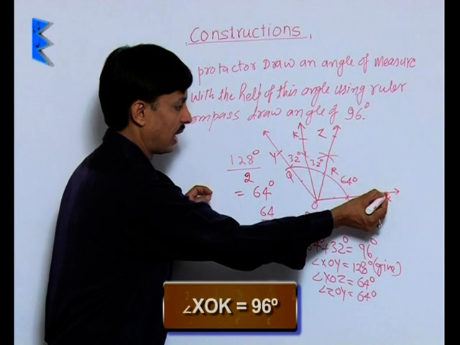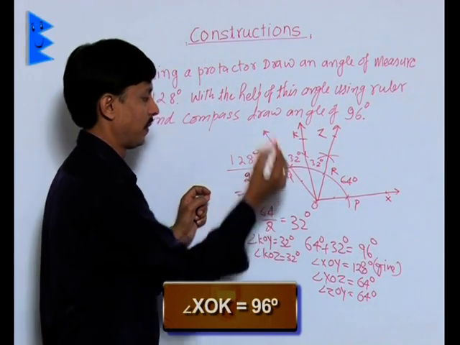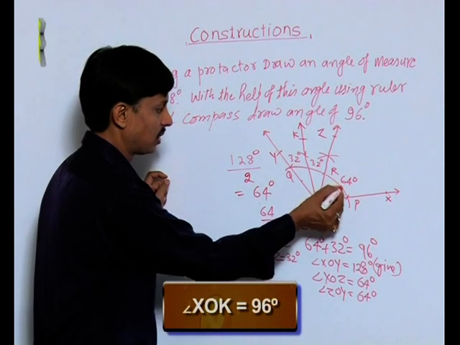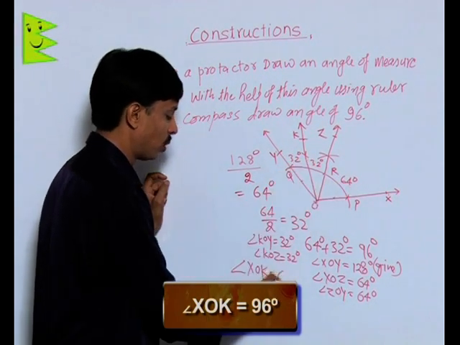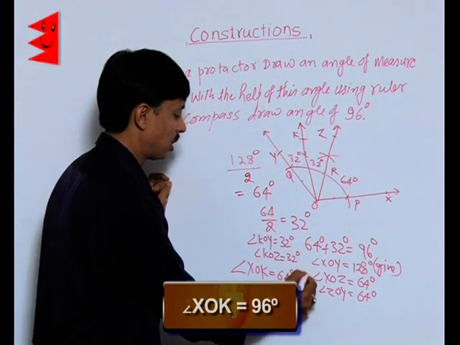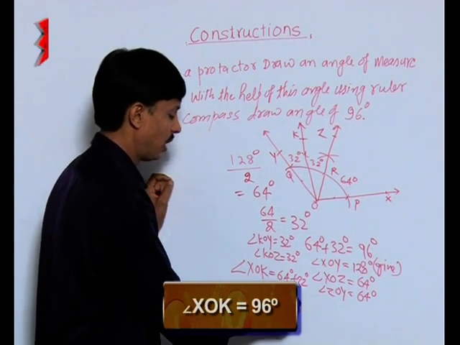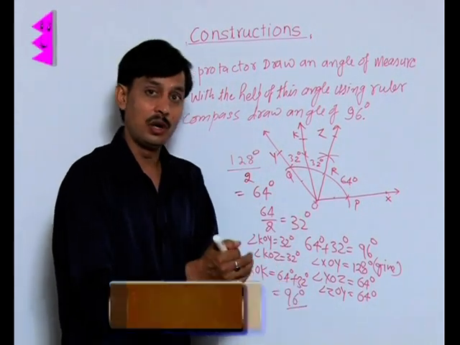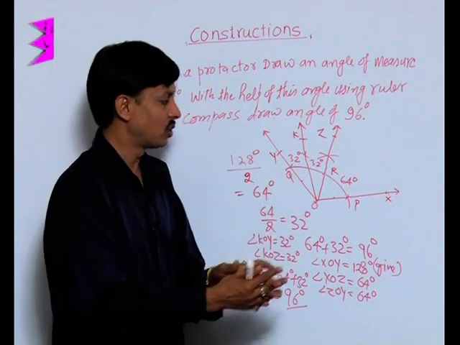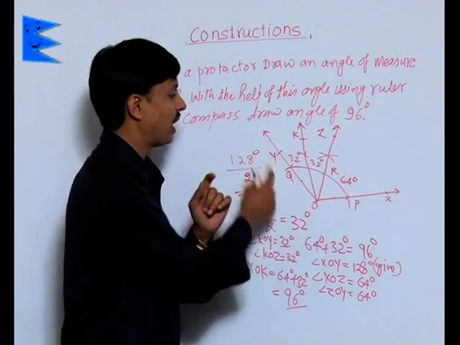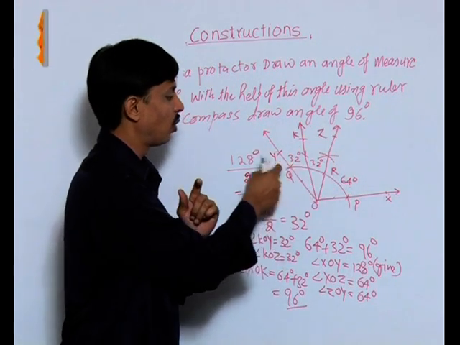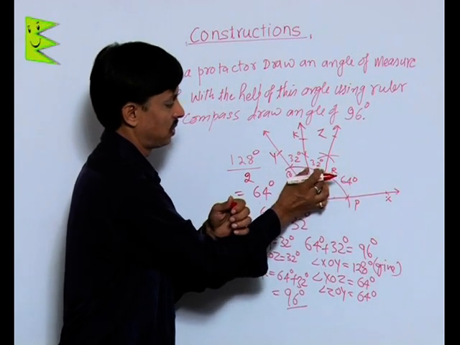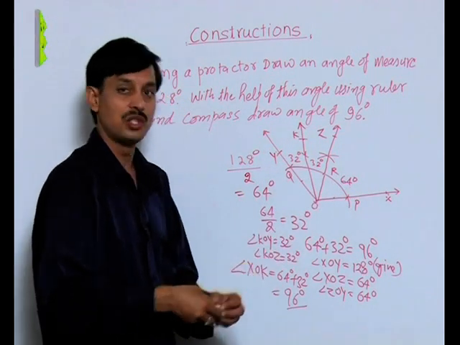So the base angle XOK is the sum of 64 and 32. 64 plus 32 is how much? It is 96 degrees. So we have drawn the bisector two times, one for angle XOY, another for angle ZOY, and logically it is absolutely true that 64 plus 32 is giving us 96 degrees.